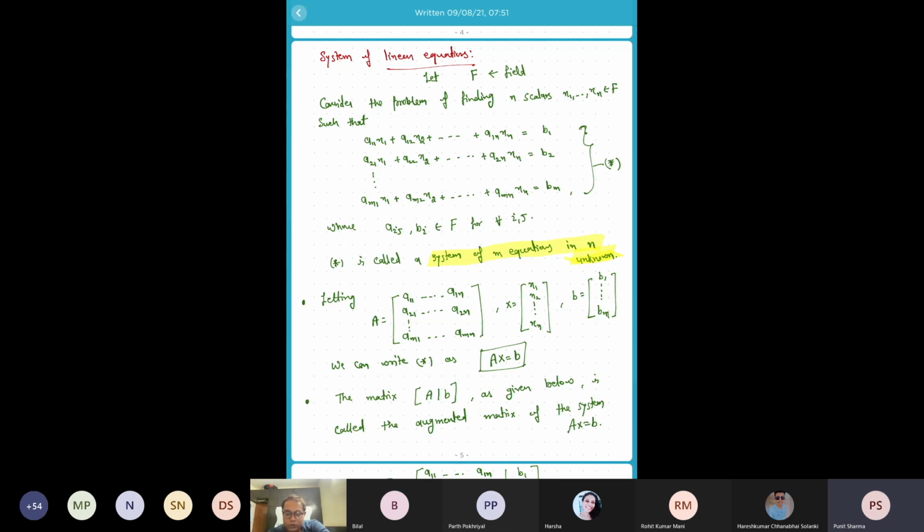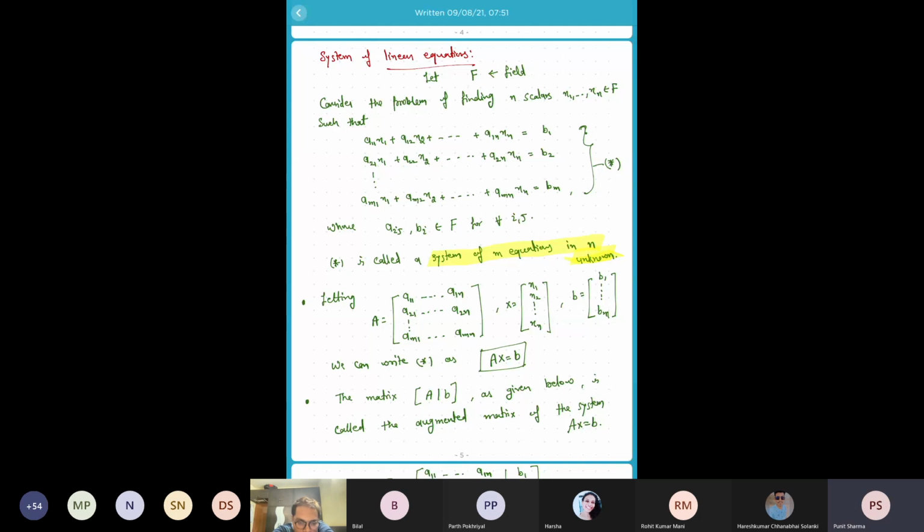You are making yourself confused here. Let's move to this system of linear equations. So far I think you have learned systems of real linear equations. That means the underlying field is the field of real numbers.